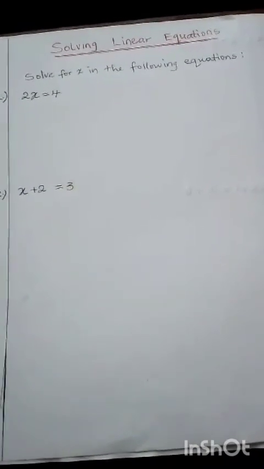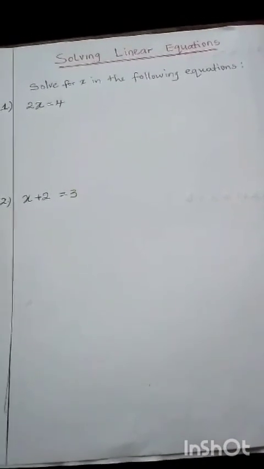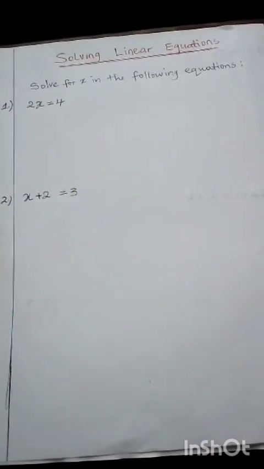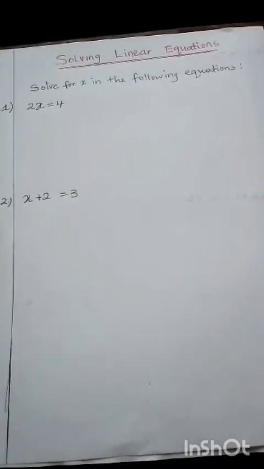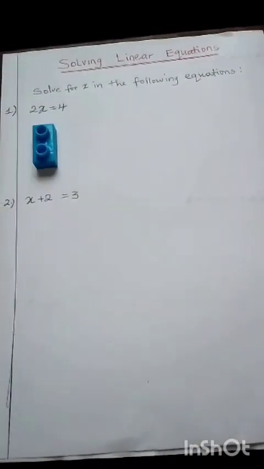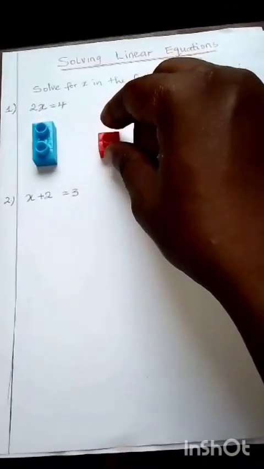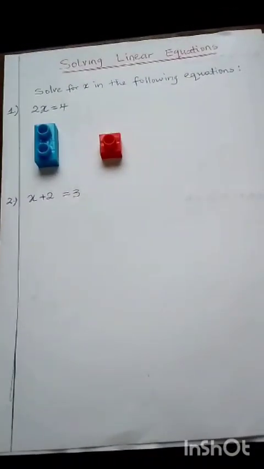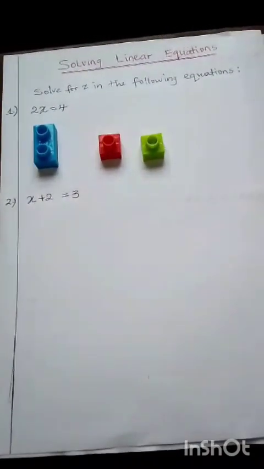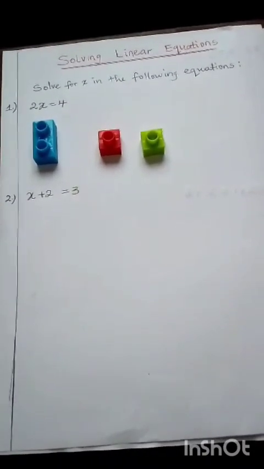We'll look at how to solve linear equations using building blocks. Just a reminder, a linear equation is an equation in which the highest power of the unknown variable is 1. So for us to use building blocks to solve it, we'll be using a rectangular blue building block for positive x, a square red building block for negative 1, and a square lemon green building block for positive 1. Now let's start.